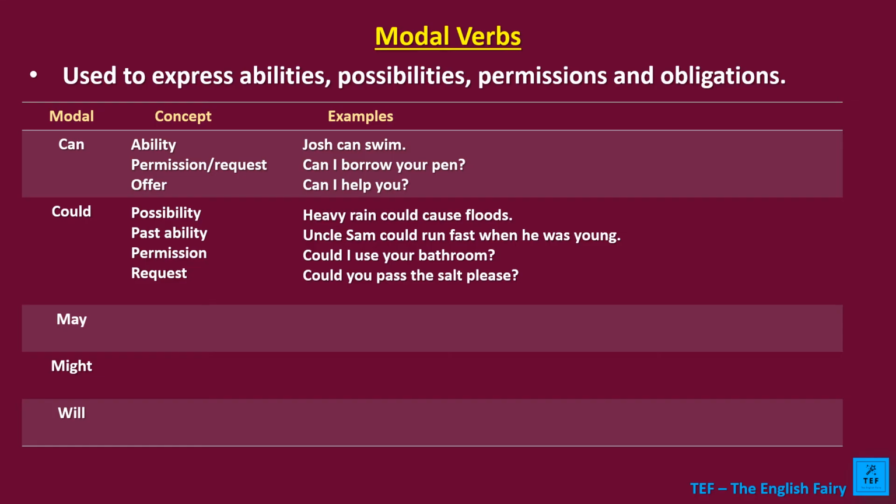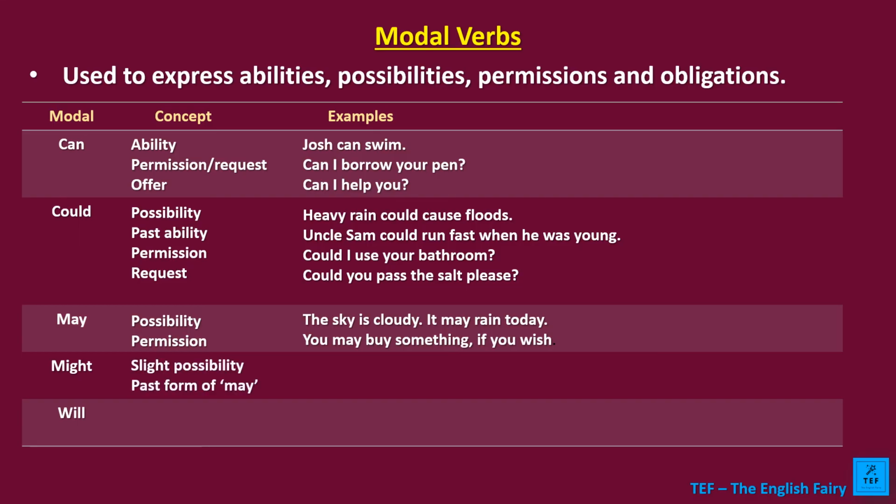May. Possibility, the sky is cloudy. It may rain today. Permission, you may buy something if you wish. Might. Slight possibility. His team might win the trophy, but I doubt it. Past form of may. The teacher said she might be late.